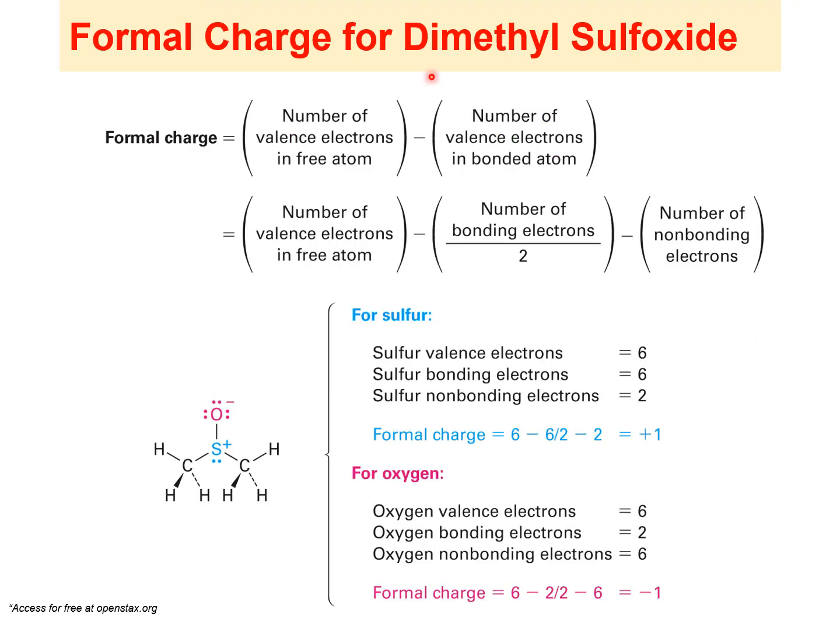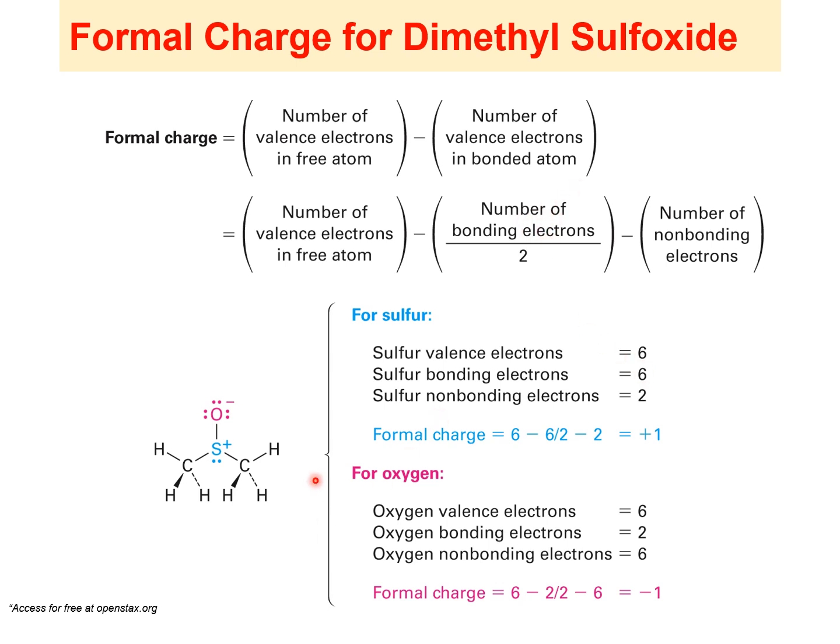And how do we do that? We can use this formula, which is the number of valence electrons in a free atom minus the number of bonding electrons divided by 2 minus the number of non-bonding electrons. For example, the same example of dimethyl sulfoxide: for sulfur, the number of valence electrons is 6. The group number represents the valence electrons. So for sulfur, the group number is 6.